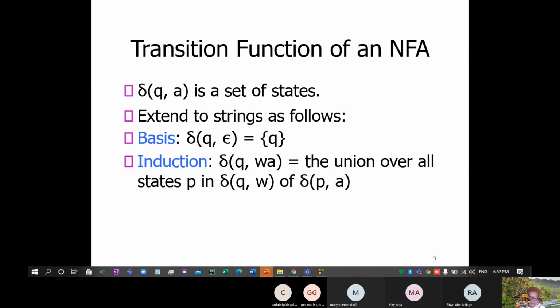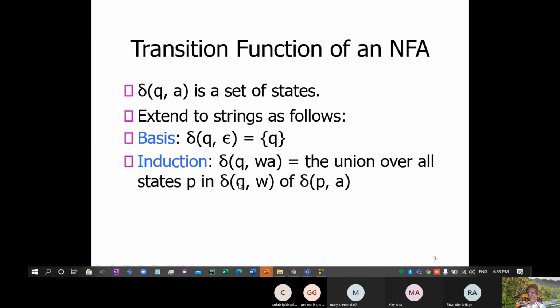Extend to strings as follows. So, basis: delta of Q and empty string, subset of or equal to Q. Bali equal ra siya sa Q o kanang empty. Okay, murag naras siya kung empty gani ang iyang input, murag nara ka sa Q kay walay nabuhat. For example, naa ko sa location karon then empty ang string. So ana ra gyapon ko ana kay wala may nabuhat kay empty ra man.